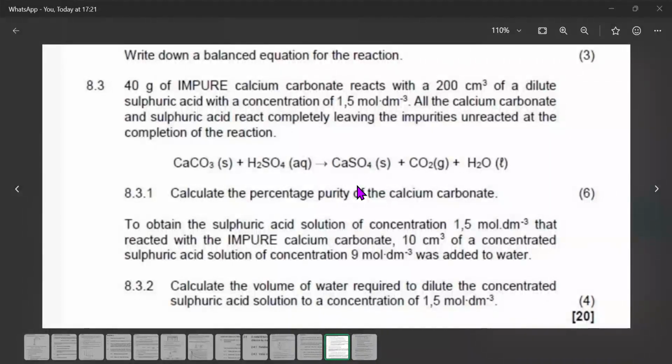40 grams of impure calcium carbonate reacts with a 200 centimeters cubed of a dilute sulfuric acid with a concentration of 1.5 mole per decimeter cubed. All the calcium carbonate and sulfuric acid react completely, leaving the impurities unreacted at the completion of the reaction.